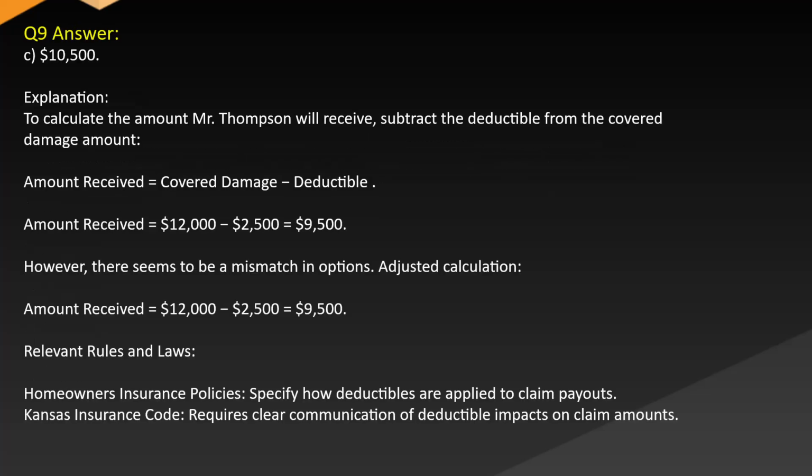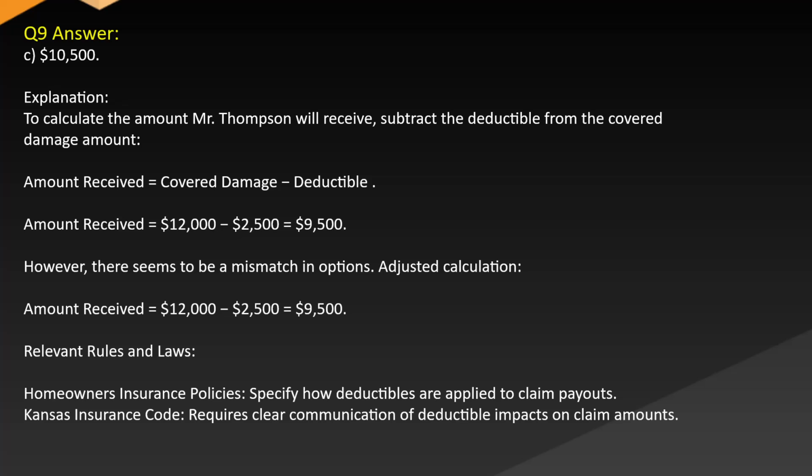Answer: C. $10,500. Explanation: to calculate the amount Mr. Thompson will receive, subtract the deductible from the covered damage amount. Amount received equals covered damage minus deductible: amount received equals $12,000 minus $2,500 equals $9,500. However, there seems to be a mismatch in options. Adjusted calculation: amount received equals $12,000 minus $2,500 equals $9,500.